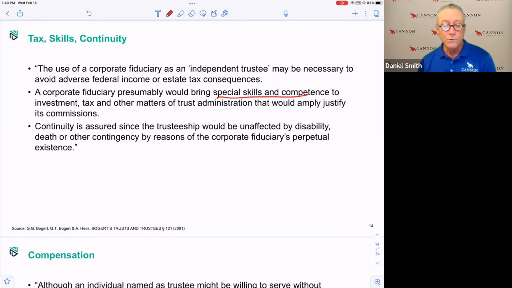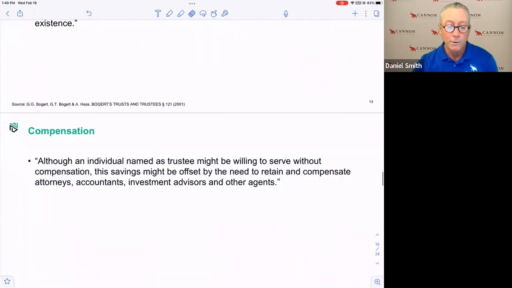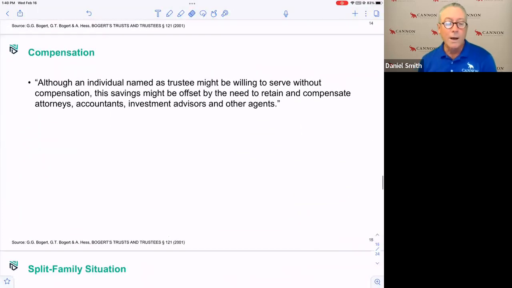And continuity is assured since trusteeship would be unaffected by disability, death, or other contingencies of a corporate trustee's perpetual existence. With regard to compensation, he said, although an individual trustee might be willing to serve without compensation, the savings might be offset by the need to retain and compensate attorneys, accountants, investment advisors, other agents that would be involved in the process. Most corporate trustees involve in their services the delivery of the investment management part of it.